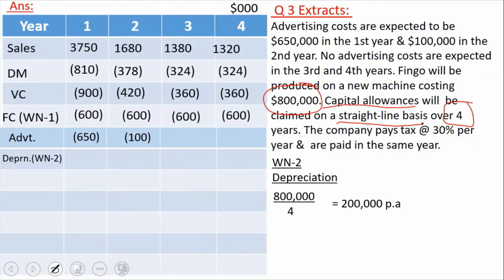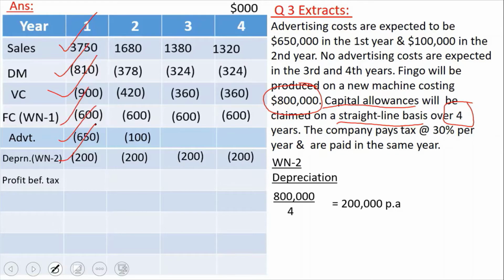We have to take this amount for calculating tax. So I will be writing depreciation in the table. So 200,000 for year 1, 2, 3, and 4. After that, we get the profit before tax. So what do we do? From the sales, we reduce direct material cost, variable cost, fixed cost, advertisement, and depreciation. And we arrive at the profit before tax for year 1 as 590, for year 2 as negative 18, for year 3 as negative 104, and for year 4 as negative 164.